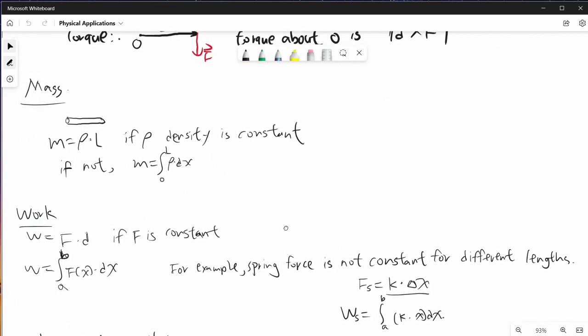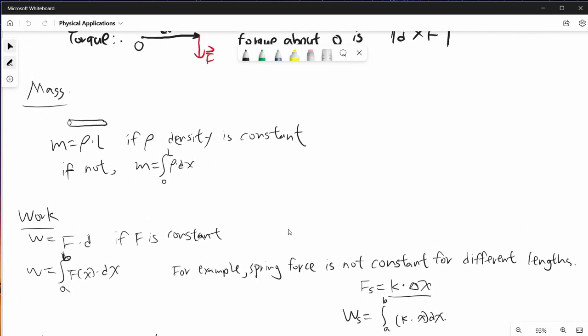And then more work. So work, in the same sense as mass: if you have a non-uniform force over a distance, then you cannot simply do work equal to force times distance, because that force is changing over the distance. So in that sense, if you have an equation for that force over the distance, you can then integrate the force over distance. Then that will be your total work.